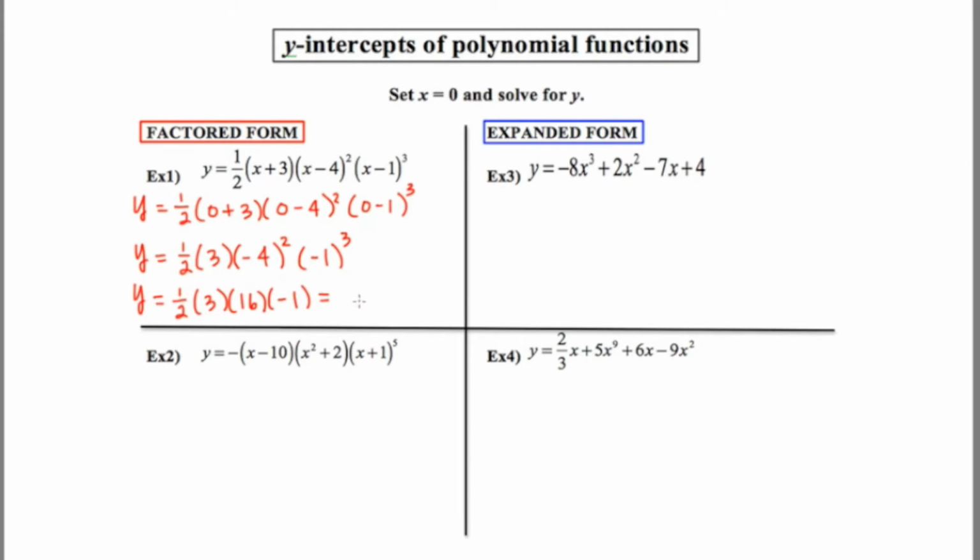1/2 of 16 is 8. 8 times 3 is 24, times -1 would be -24. So overall, we have the ordered pair 0, -24 as our y-intercept.